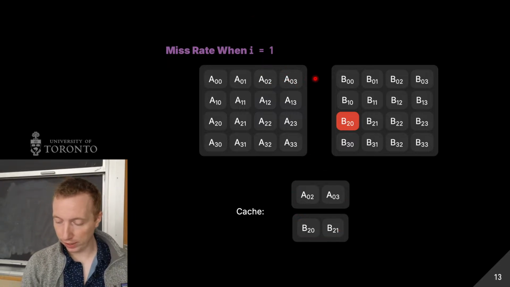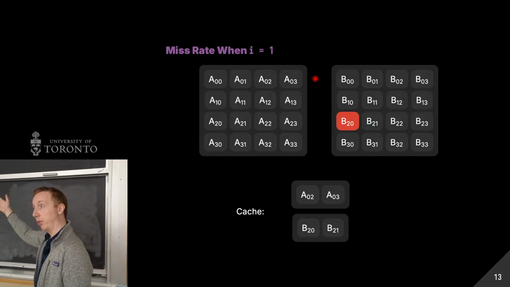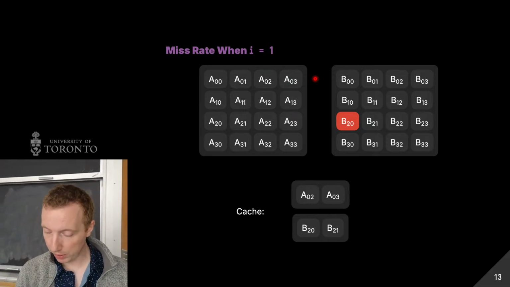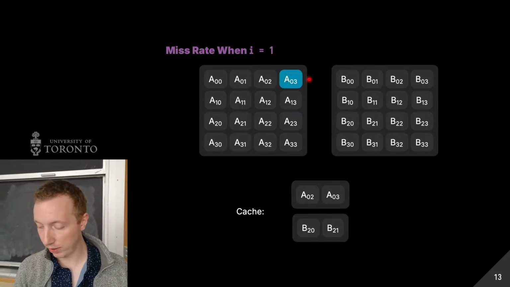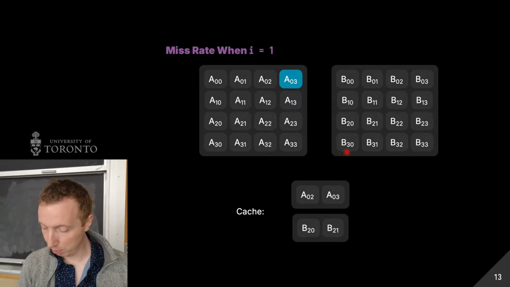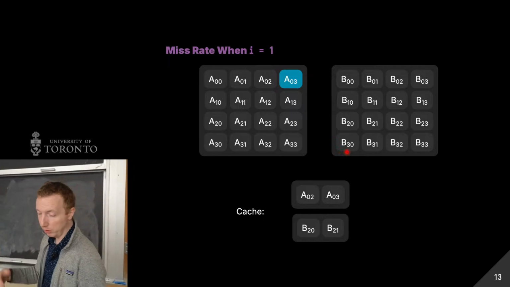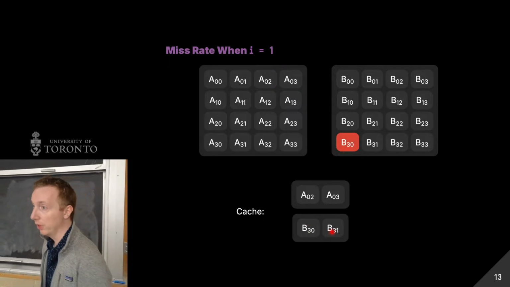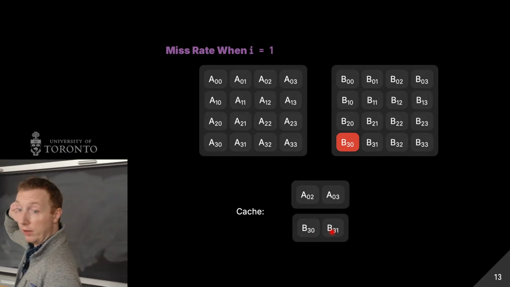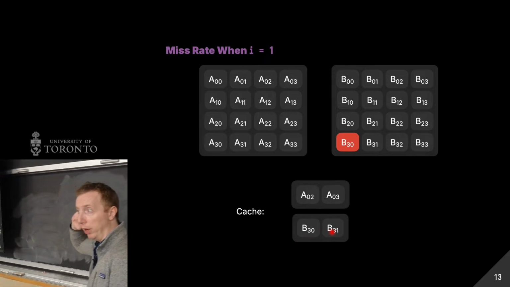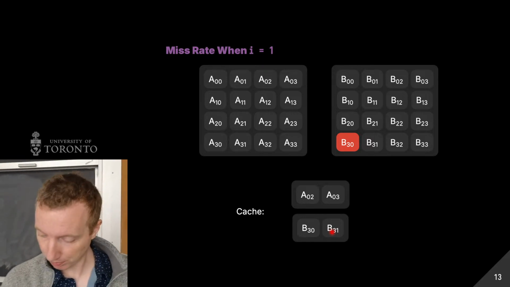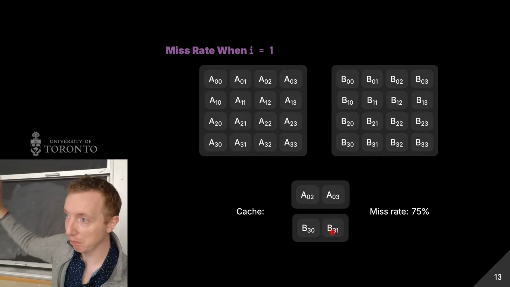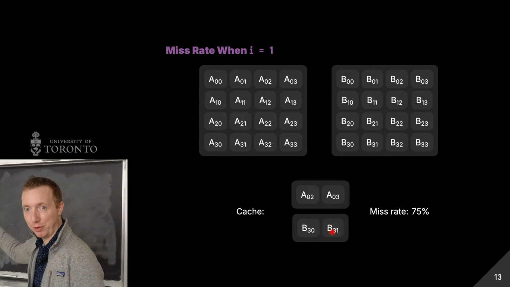Then now I access A03. Well, now it's in cache, so that would be another cache hit. And now the next element I'm going to access is B30, which is not in cache, so it would be a miss and it would be brought into cache. So our miss rate in this scenario was what? 75%, right? So you should be able to analyze the miss rate for this. Fairly straightforward so far.